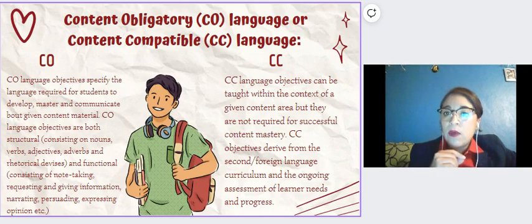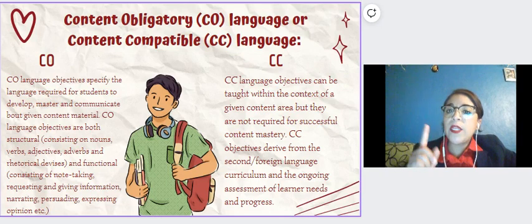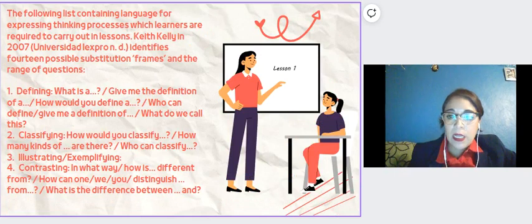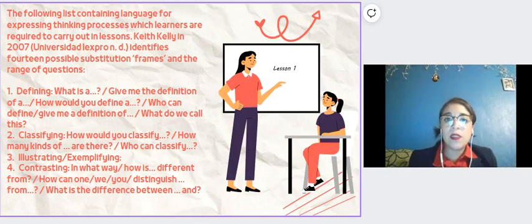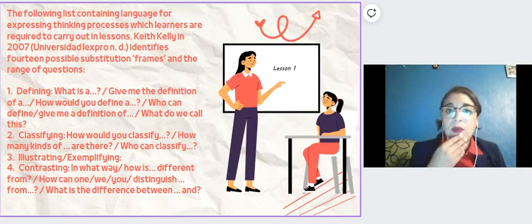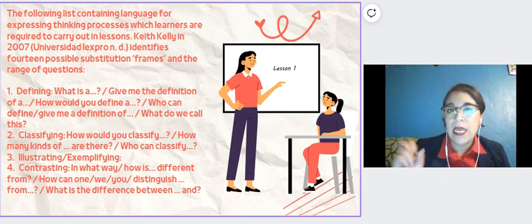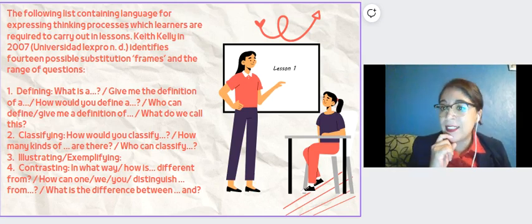The content-compatible language objectives can be taught within the context of a given content area, but they are not required for successful content mastery. The objectives derive from the second foreign language curriculum and the ongoing assessment of learners' needs and progress. The following list contains language for expressing thinking processes which learners are required to carry out in lessons. Kidd and Kelly in 2007 identify 14 possible substitution frames and arrange the questions that teachers can ask.